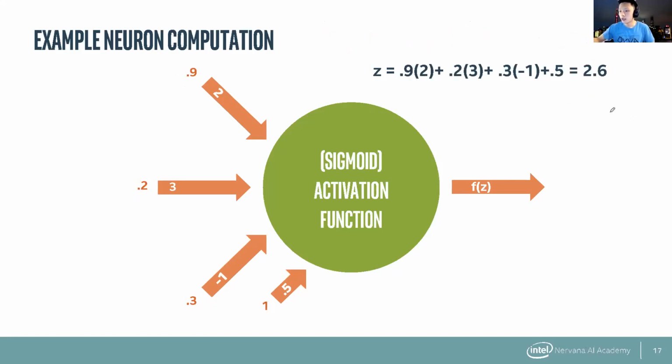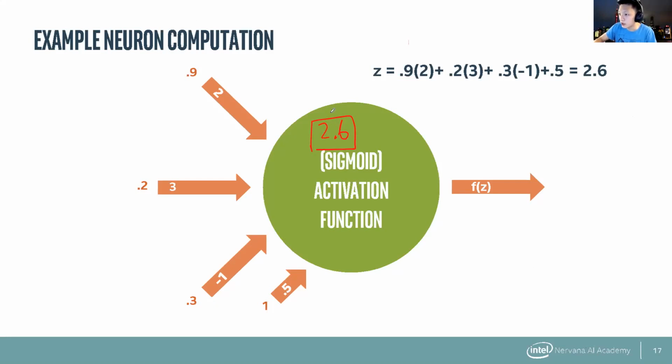Cool. So you get this Z value out. This neural network activates with a value of 2.6. But remember, if we don't do anything to this value, then it's equivalent to just taking a huge linear combination that reduces down to a linear regression problem. So this is bad.